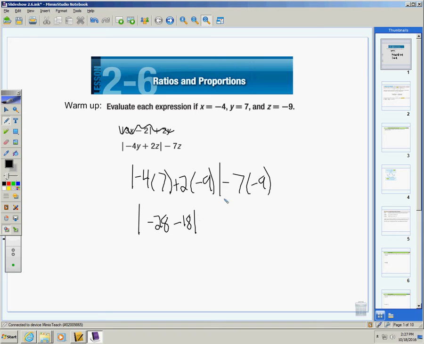Then I have negative 7 times negative 9 out here. That is positive 63. Inside the absolute value bars, negative 28 minus 18 gives me negative 46. And then we know the absolute value is always positive, so I get positive 46 plus 63. Then we just add these two things together and get 109. Hopefully a pretty easy review.